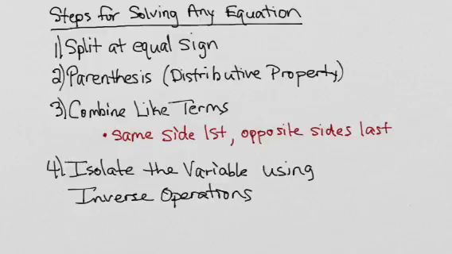And then our fourth step, that's what we've been working on for the last couple weeks. Isolate the variable using inverse operations. That means get rid of add with subtract, get rid of multiply with divide, things like that. So let's look at some examples today. And we're not going to get to the hardest ones yet today. We're going to start off with a little bit smaller ones and work our way up.